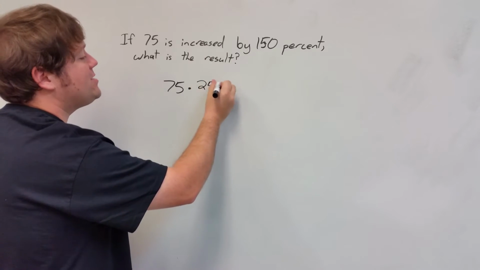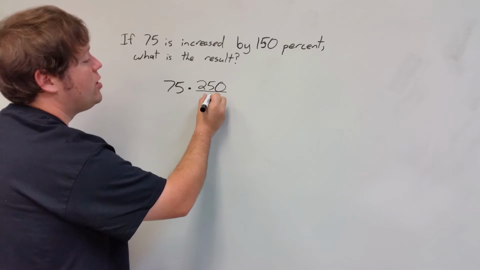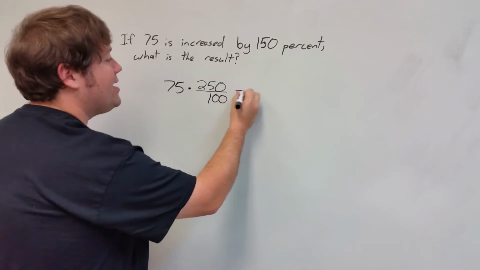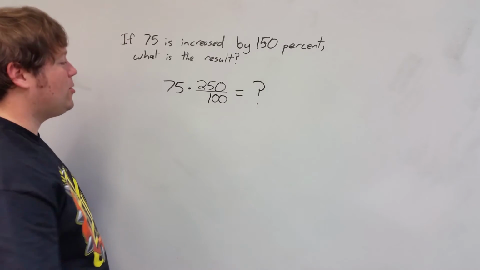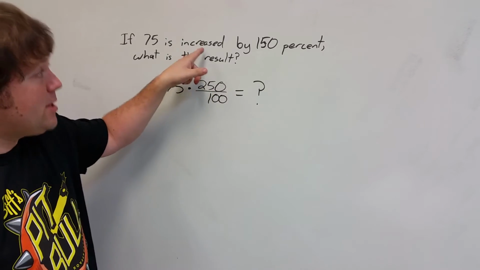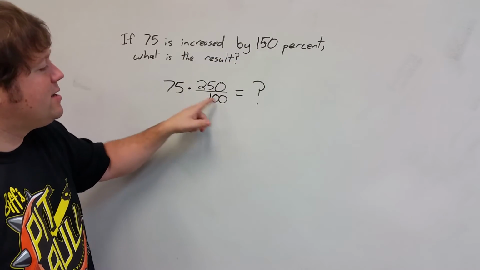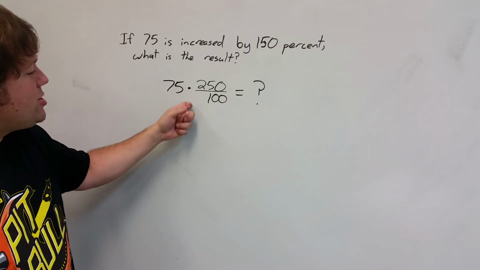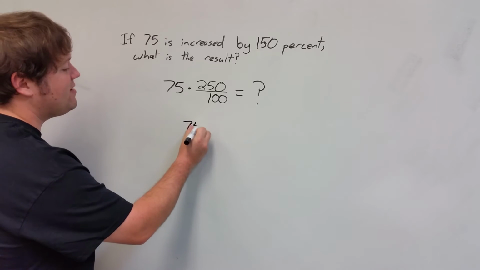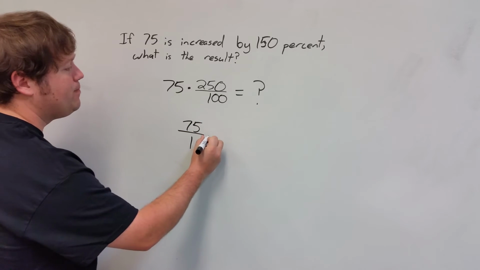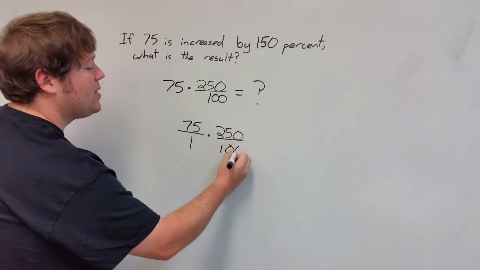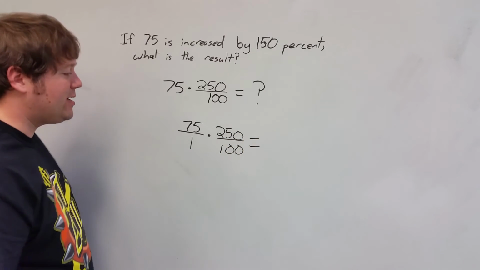And again, we're going to write it as 250 over 100. And then it's asking, what is the result? What is the answer, in other words? So 75 is multiplied by 250% because it's increased by 150%. What's the answer? So just like before, it would be helpful if we wrote everything as fractions. We could write 75 as a fraction over 1. We could multiply it by 250 over 100. And when we do that, we will get an answer.